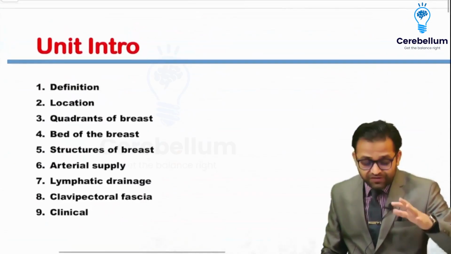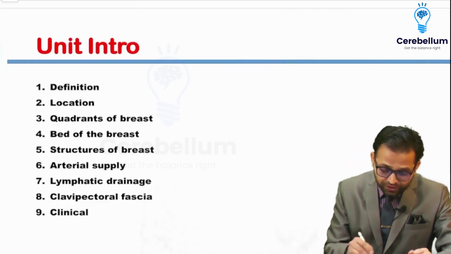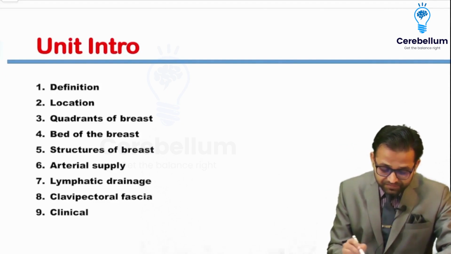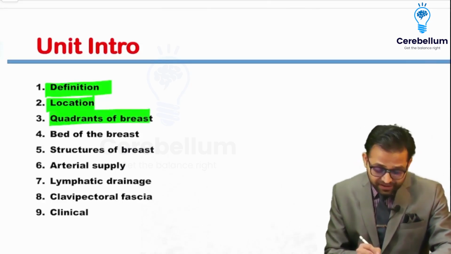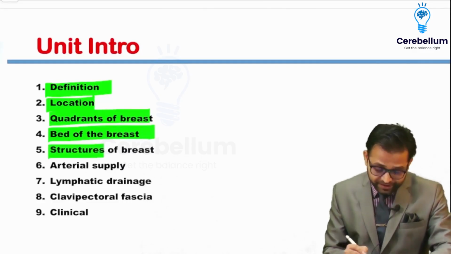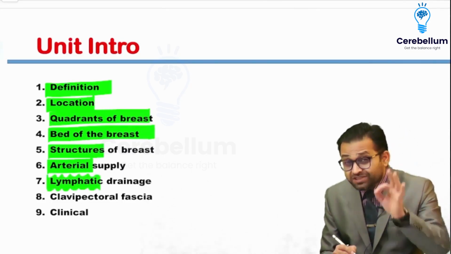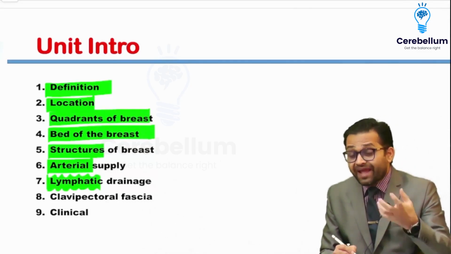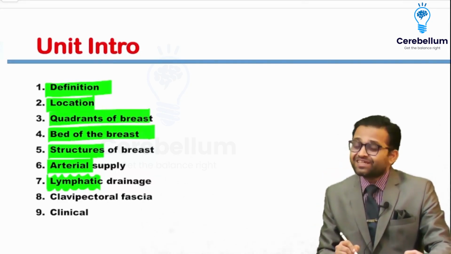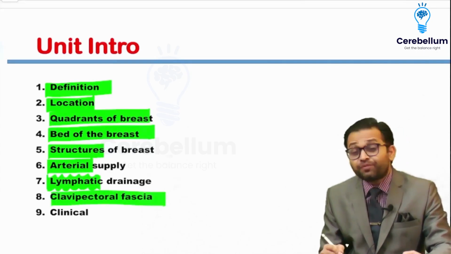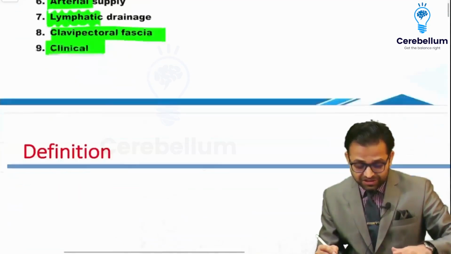First of all, what are the different points which we are going to learn in this portion? Unit intro. We are going to look at the definition, then the location of the breast, then the quadrants of the breast, bed of the breast, structures of the breast, then arterial supply, then the very important topic, lymphatic drainage, because breast carcinoma is one of the most common cancers in the world, especially in females, and it spreads through the lymphatic drainage. That's why it is important. Then we will also prepare one short note on the clavipectoral fascia. We will look at different clinical points. Let's start this session one by one.